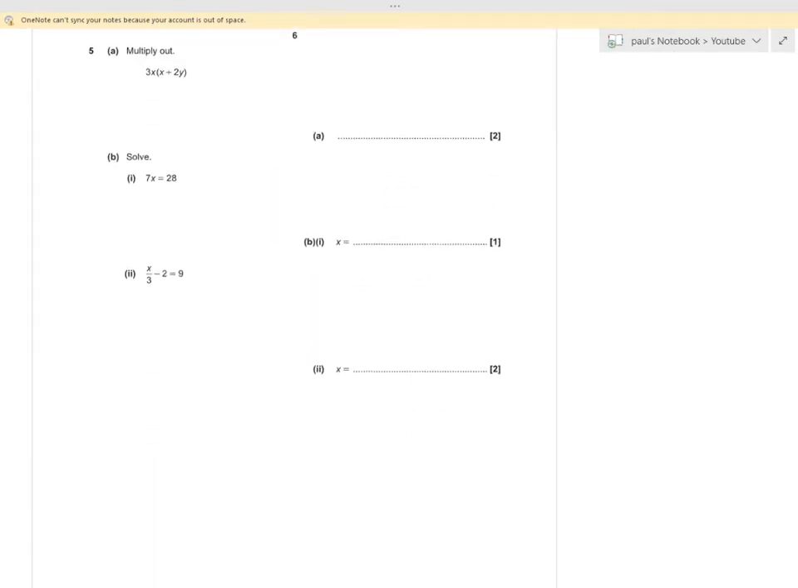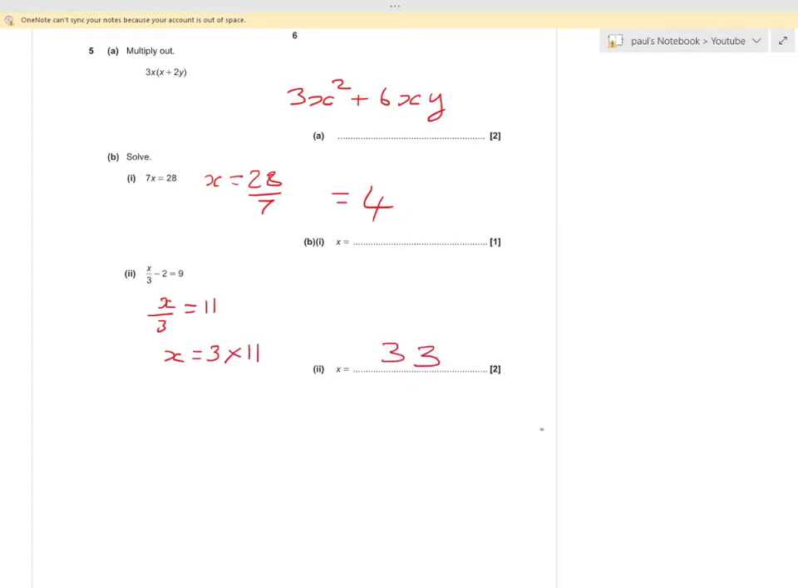Multiply out. Okay, so now we've got some algebra. I thought we did that. So 3x times x is 3x squared, and 3x times 2y is 6xy. 7x is 28, therefore x equals 28 divided by 7, which equals 4. x over 3 minus 2 equals 9, so let's add 2 to both sides, so we've got x over 3 equals 11. And so now x equals 3 times 11, which is 33.